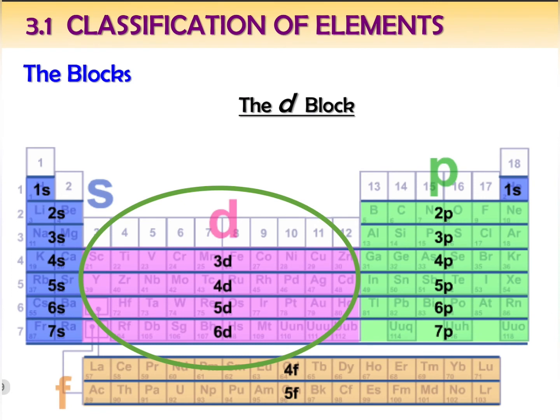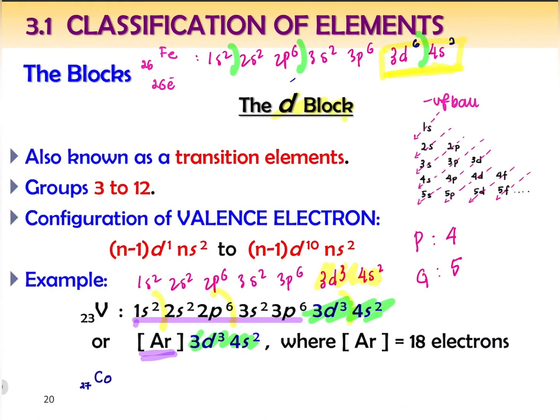Okay, next kita tengok D block. So D block ni special sikit and it involve yang bahagian tengah ni. Okay, which is your transition elements. Okay, so untuk transition elements, okay, it involve group 3 sampai group 12. Okay, so untuk dia punya electronic configuration, okay, kita akan tengok format ini.